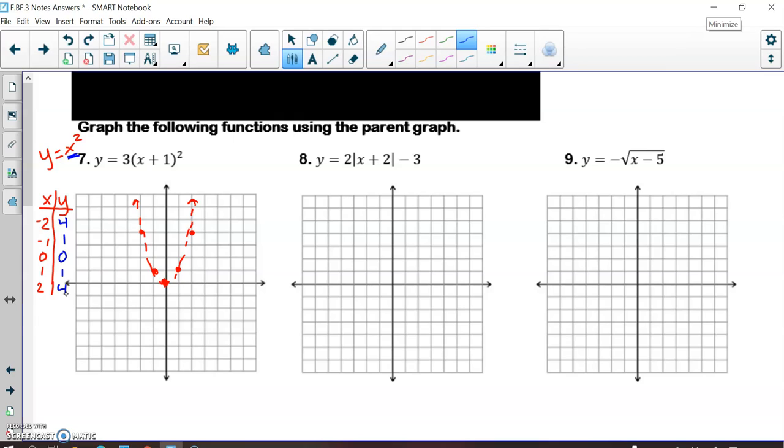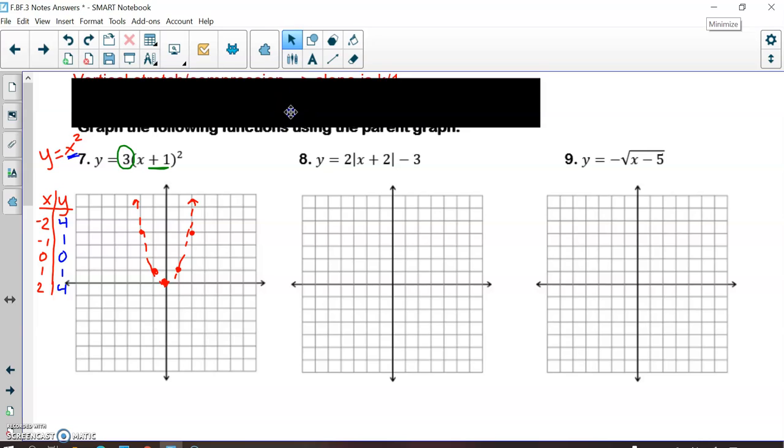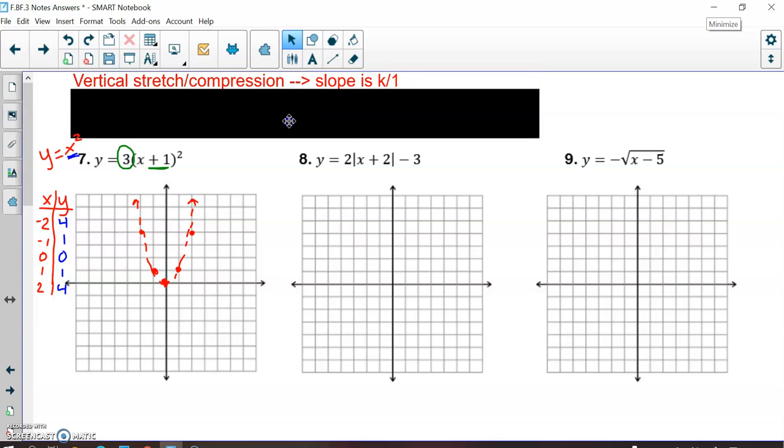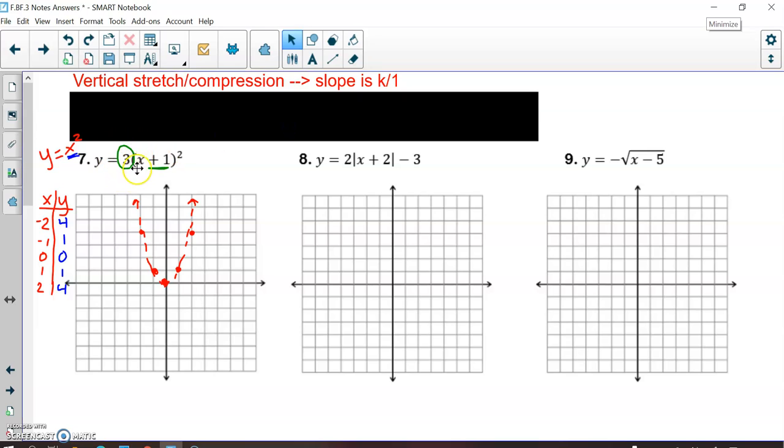Now what we're going to do is graph the new function from the parent function using transformations. So each of these points on my graph are going to be moved over 1 unit to the left, and then we're going to have a vertical stretch of 3. If you have a vertical stretch or compression, your slope is going to be your k value over 1. This is my k value, which is 3, so since it's a vertical stretch or compression, my slope is going to be 3 over 1. So let's graph this now.